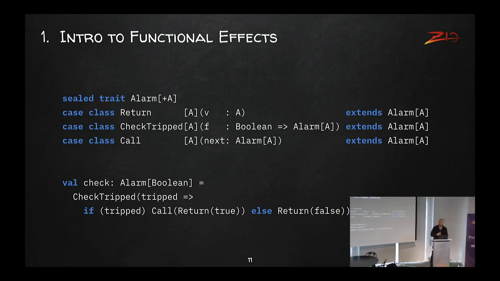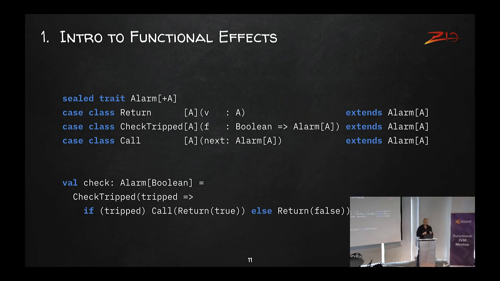Now, using this extraordinarily simple, immutable data structure, we can create a model of the side-effecting program that you saw before. And it's quite simple. The type of our value will be alarm of Boolean. This is an ordinary immutable value. And what we do is we use the check tripped operation as the first operation in our program. And we pass it a function that will be passed a Boolean value, whether or not the sensor was tripped. And if it was tripped, we're going to return another alarm value, which is going to call the security company and then return true. And if the sensor was not tripped, we're just going to immediately return false.